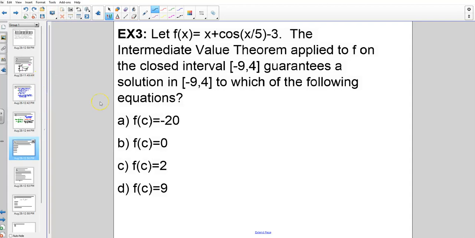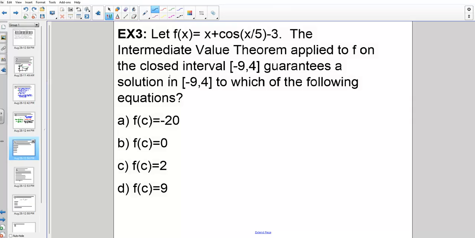I didn't put a calculator on this slide. Is that because I forgot, or because it's not calculator active? Let's try to do it without a calculator and we shall see. We may give up and I might say, this was supposed to be calculator active. So they give us a function f. The intermediate value theorem applied to f on the closed interval from -9 to 4 guarantees a solution in -9 to 4 to which of the following equations?